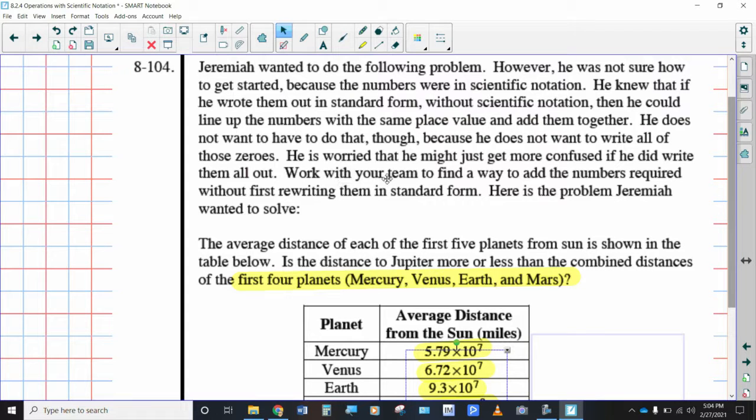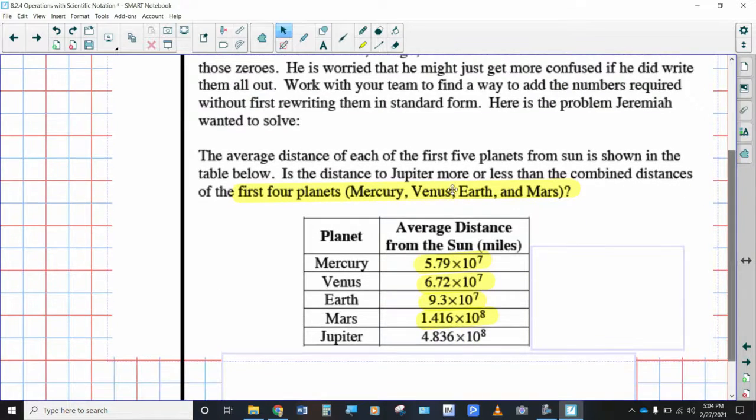Work with your team or on your own to find a way to add these numbers required without rewriting them in standard form. Here is the problem that Jeremiah wanted to solve. Okay, so the average distance of each of the first 5 planets from the sun is shown in this table below. Mercury is the closest, then Venus, then Earth, then Mars, then Jupiter.